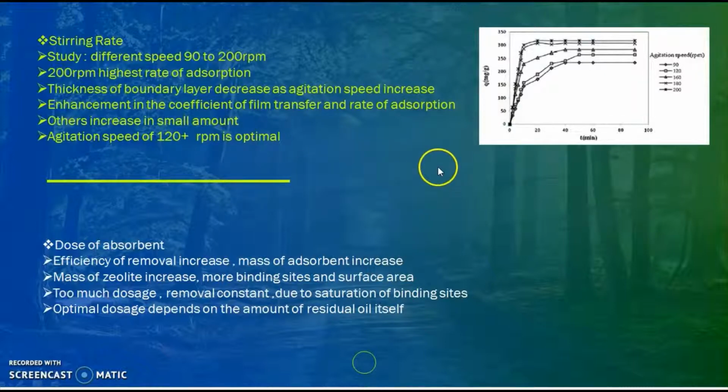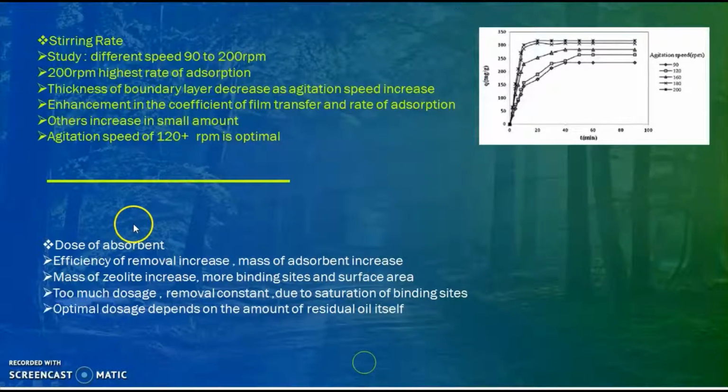However, considering the economic aspect, applying a high agitation speed on a large scale would be very costly. Also, given the close result obtained for 120 and 200 rpm, the agitation speed of 120 and greater is considered as the optimal for the adsorption of residual oil.